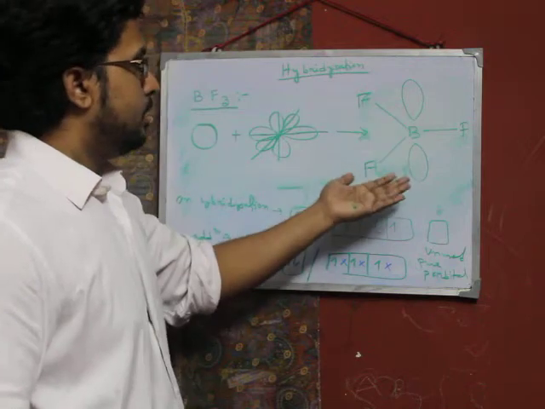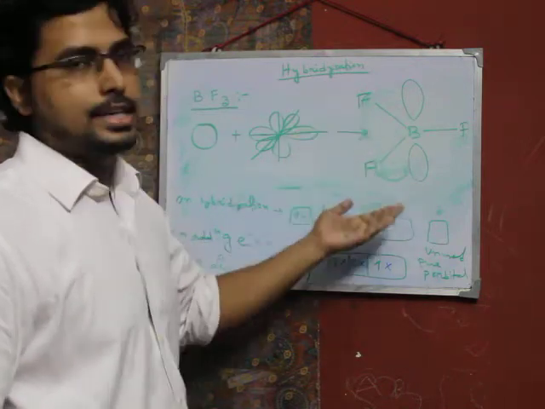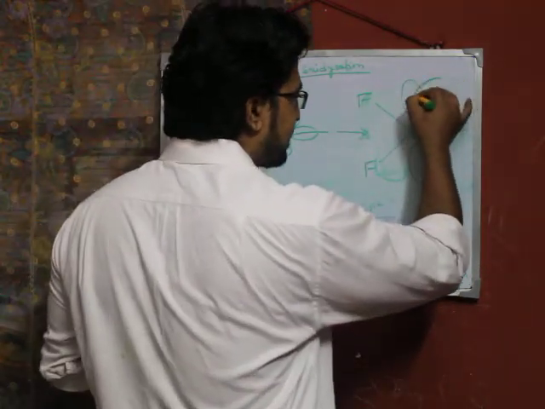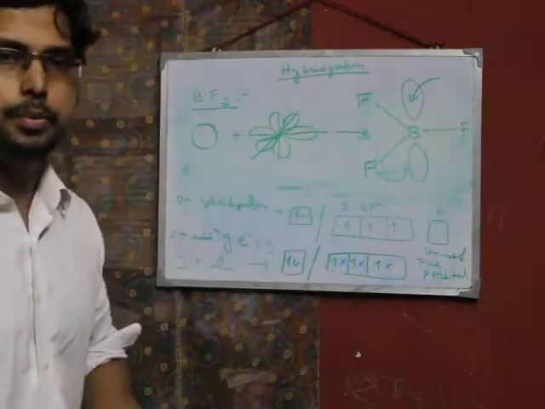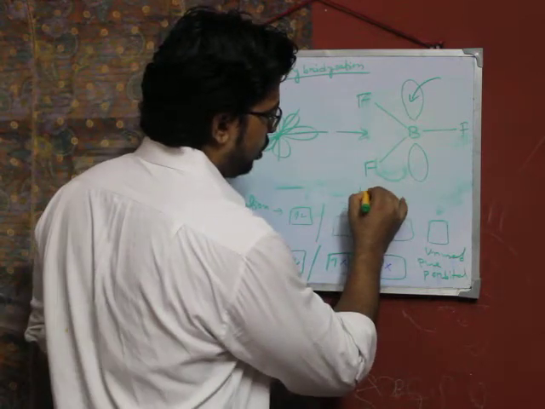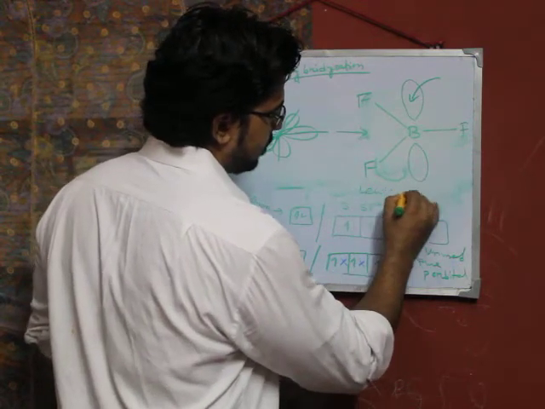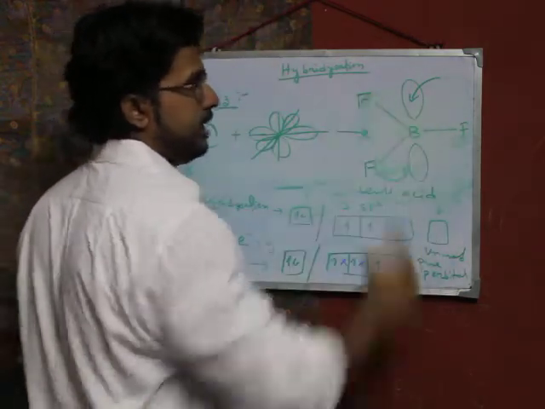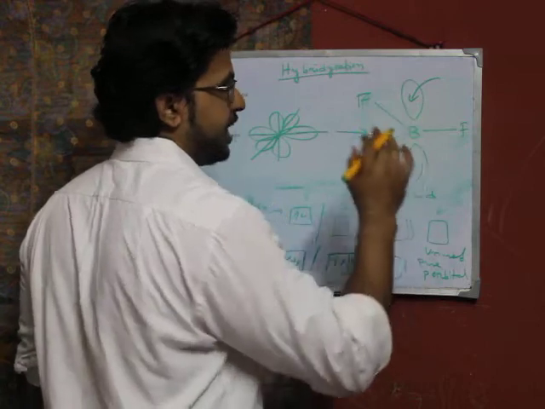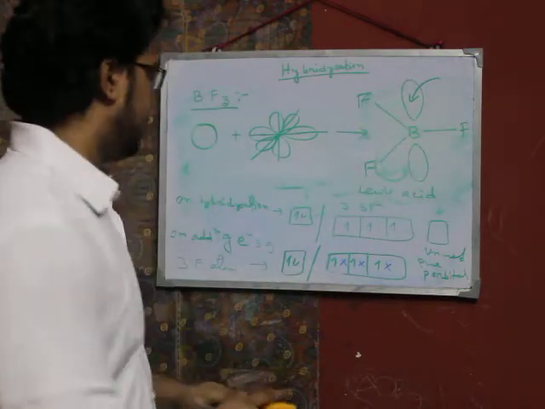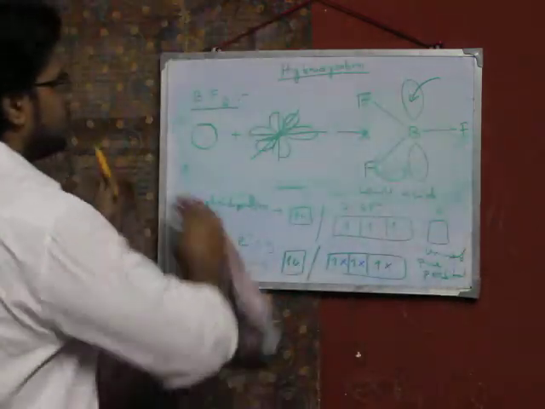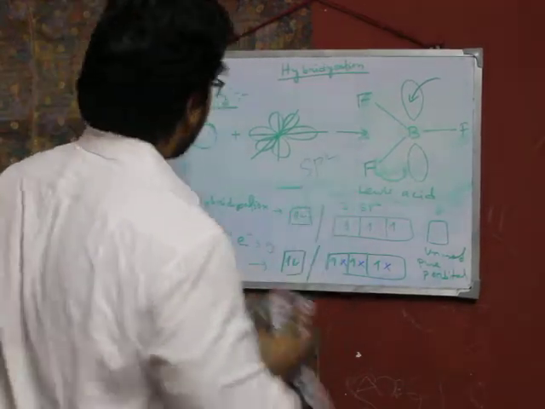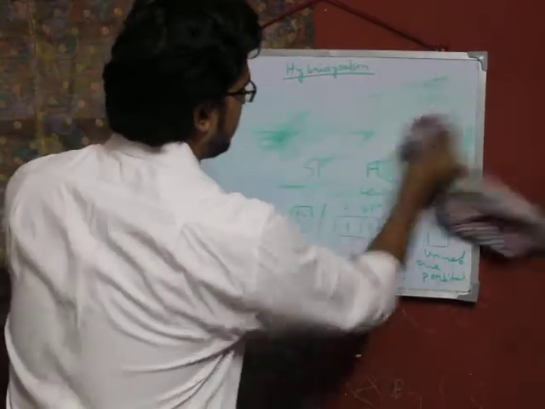That is why BF3 acts as a very good Lewis acid, because it can accept a pair of lone pair. That's why this is a very good Lewis acid, because the BF3 molecule has a vacant p orbital which can accept a lone pair. Okay. Now, this is sp2 hybridization. Now coming to sp3 hybridization.